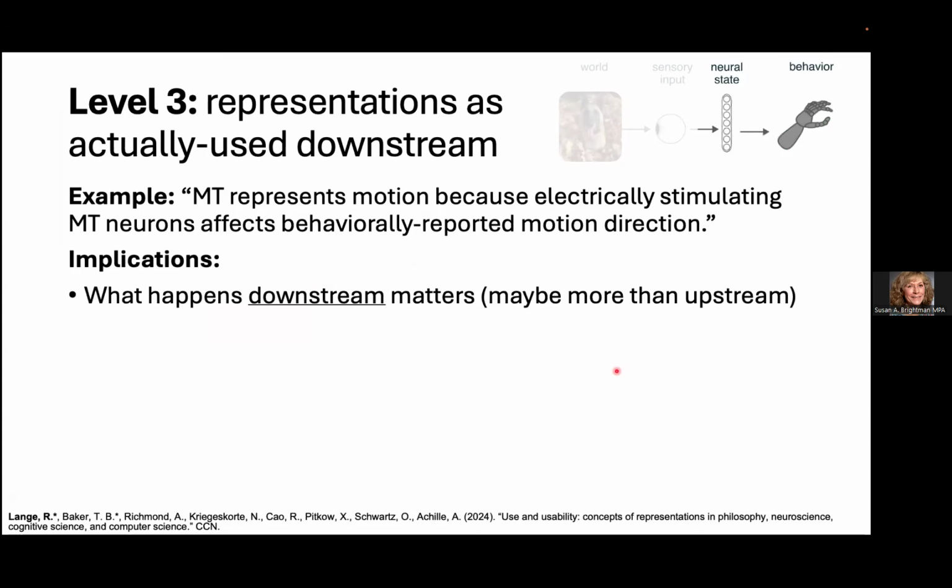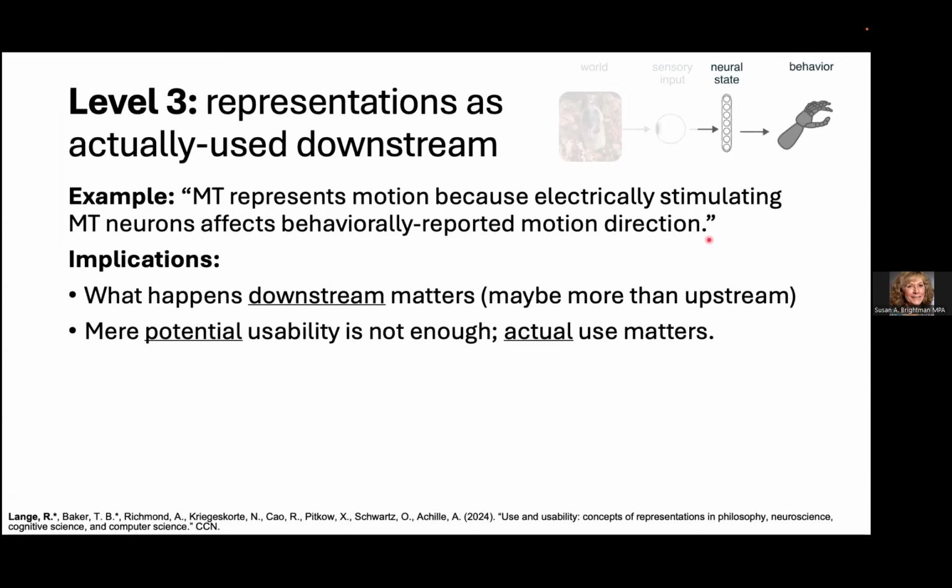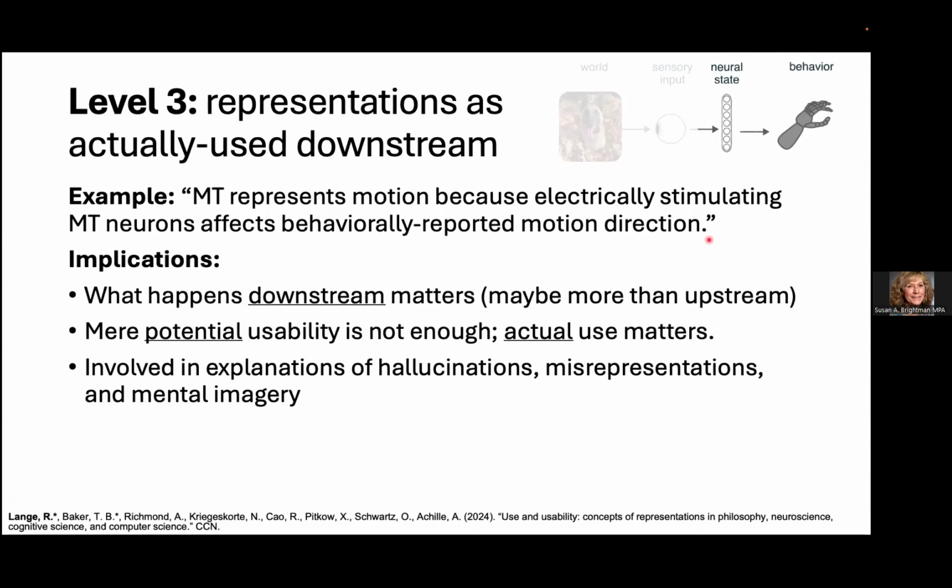The implication of this is that what happens downstream of some state is really what matters when we talk about something being a representation, and that this concept of potential usability, like decodability, is not enough. We need to actually care about what happens downstream. If you're interested in interesting cognitive phenomena like hallucinations, misrepresentations, and mental imagery, this, in a way, requires a notion of representation that's divorced from the input.